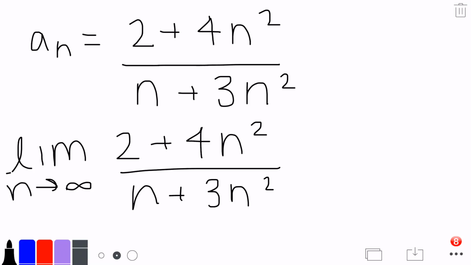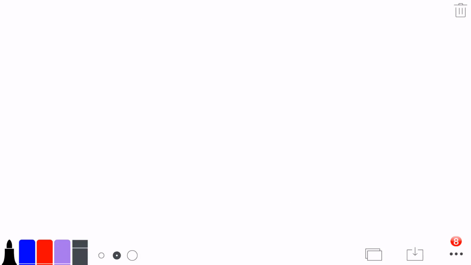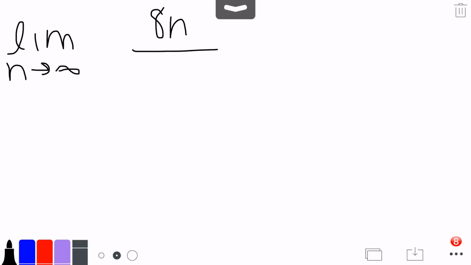So as n approaches infinity, the numerator goes to infinity and the denominator goes to infinity. So we have an infinity over infinity situation. And if we have that, then we can use L'Hopital's rule, where we take the derivative of the top and the derivative of the bottom. If we do that, we get the limit as n approaches infinity of 8n over 1 plus 6n.